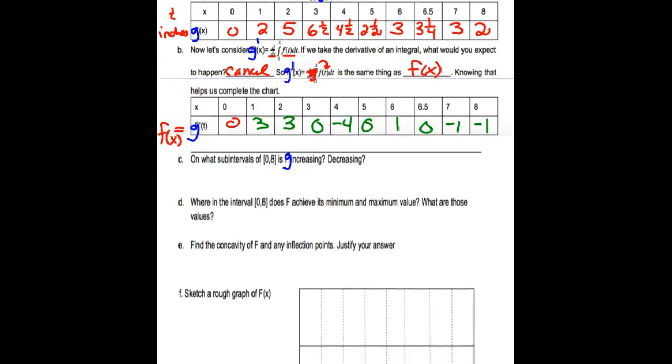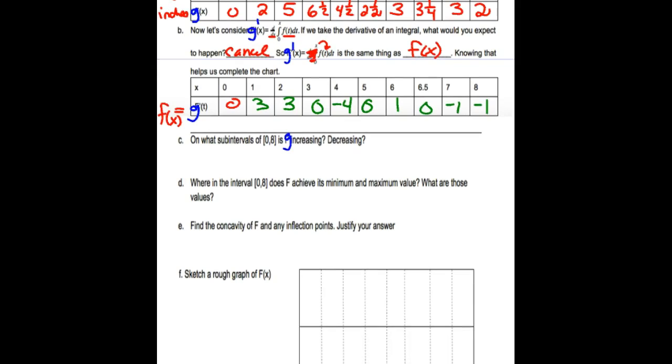So let's go up here and figure it out. G prime of 0 is really just f of 0, which is 0. G prime of 1 is 3. It's just the f value from the second fundamental theorem of calculus. And so these are really easy to do because it's just asking you to give points along the graph. At 2, I'm up at 3. At 3, I'm at 0. At 4, I'm at -4. At 5, back to 0. At 6, I'm up at 1. At 6.5, I'm at 0. And at both 7 and 8, I'm down at -1. So when I did the derivative of the integral, I just got the function back. So again, these are just giving me points on the graph.